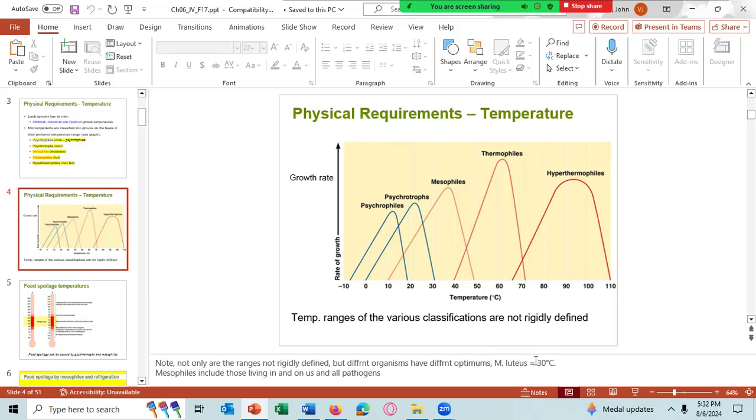So different organisms have different optimums, like Staphylococcus epidermidis and Micrococcus luteus, their optimum is 30 degrees. I think Staphylococcus aureus, maybe not though. Let me think about that. Let's say Streptococcus pyogenes, which grows in the throat. Its optimum, inside the body, is around 37 degrees.